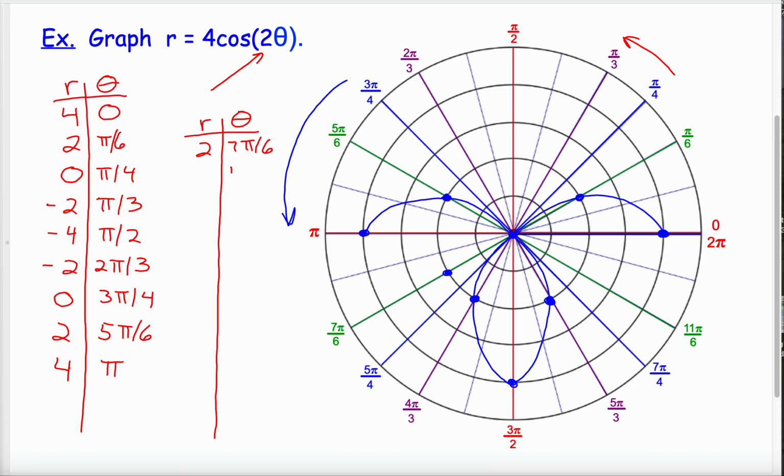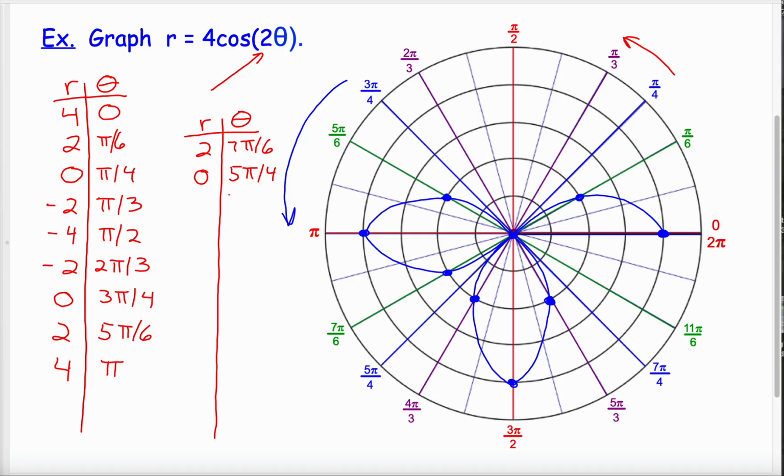And then at 5 pi over 4, I plug that in for theta. I double it. That's 5 pi over 2, or 2.5 pi. And so 2.5 pi is all the way around, and then pi over 2. Cosine of pi over 2 is 0 times 4 is 0. So at 5 pi over 4, I'm back at 0 again. And so my graph has gone back to there.